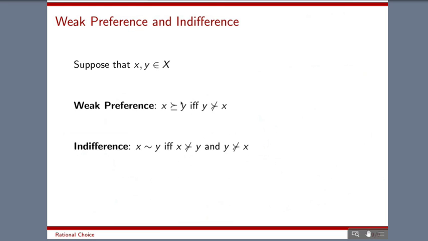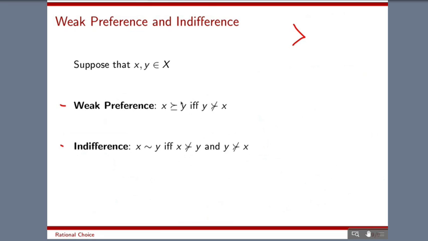Now, just to conclude, there are two other relations that we can define from our preference relation. If we have a strict preference relation, then we can define from that two other relations, namely a weak preference relation and our indifference relation. So weak preference says I weakly prefer X to Y. Intuitively that means either I strictly prefer X over Y, or I'm indifferent between X and Y. I haven't told you which.